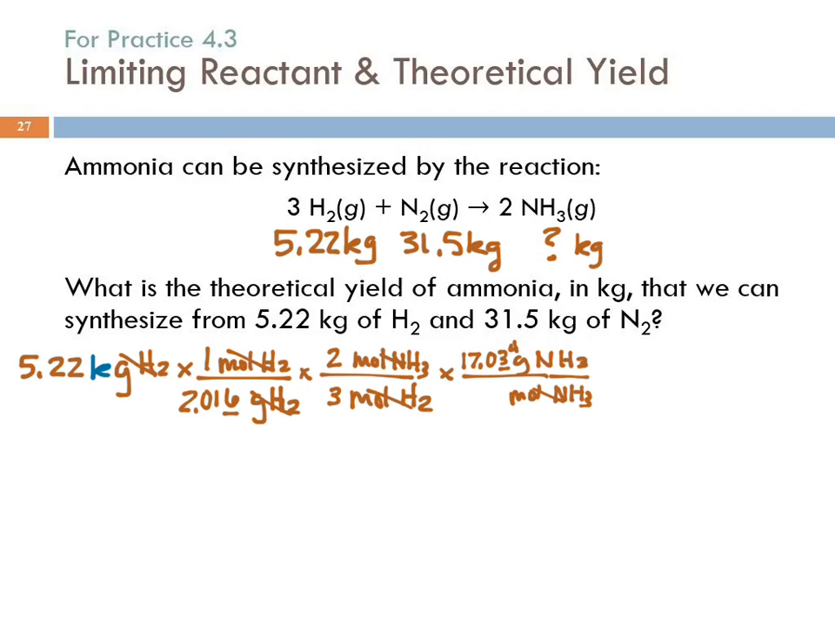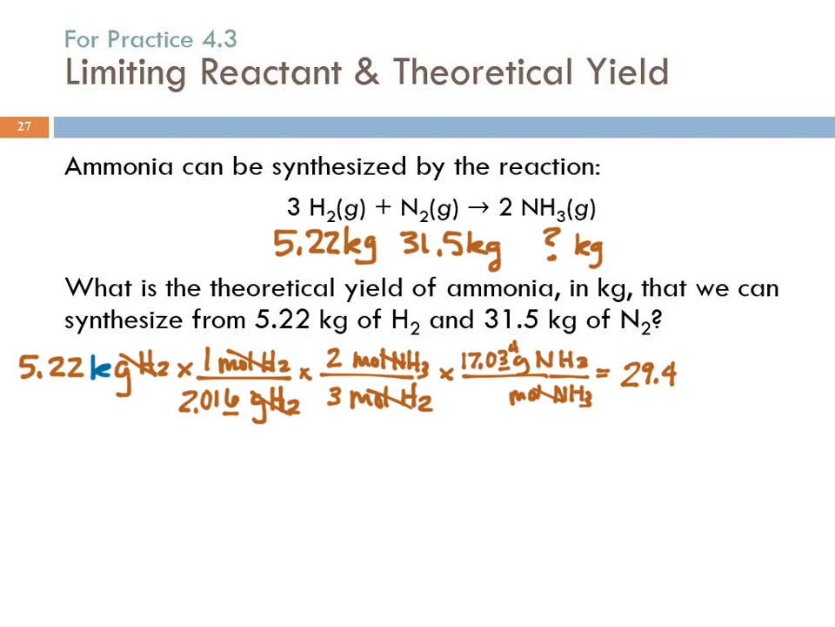Didn't leave quite enough room. Okay, so let's do the math there. 5.22 divided by 2.016 times 2 divided by 3 times 17.034 equals. How many significant figures should my answer have? 3. Because I started with 3. So we'll get 29.4. And what is the unit?